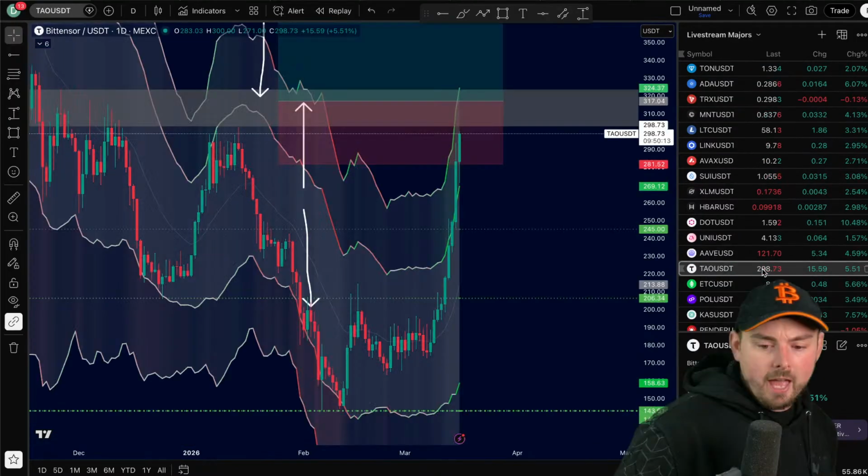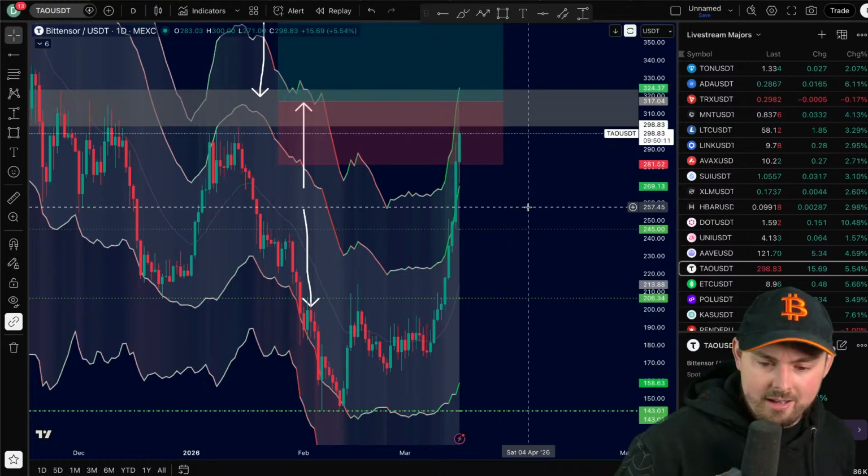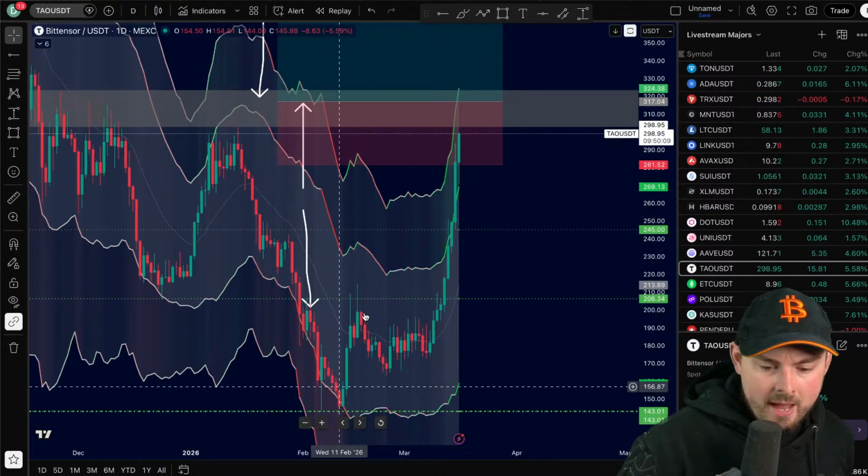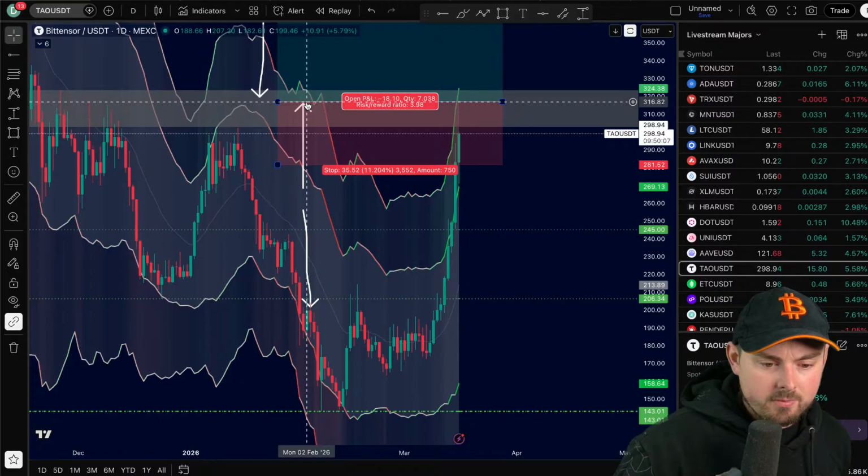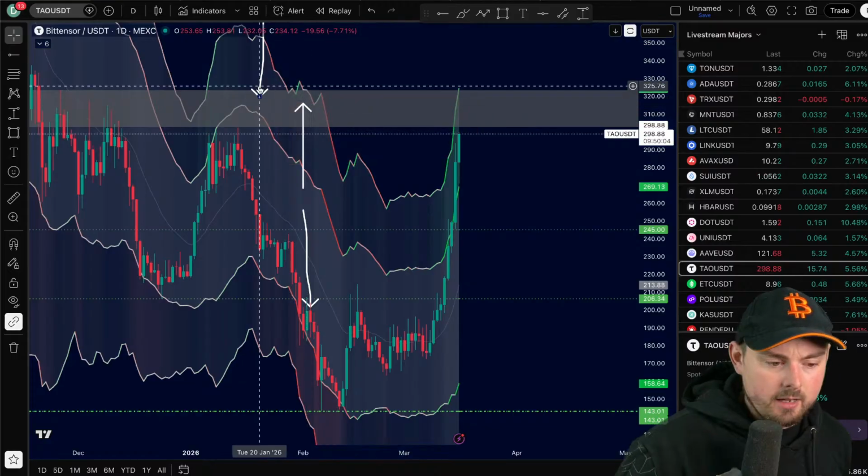Oh, yeah, oh, look at Tau. Jesus, look at that. That's already done a 2x off the bottom, hasn't it? I mean, look at that. That was a trade that never come off. We never ended up getting above there, did we?